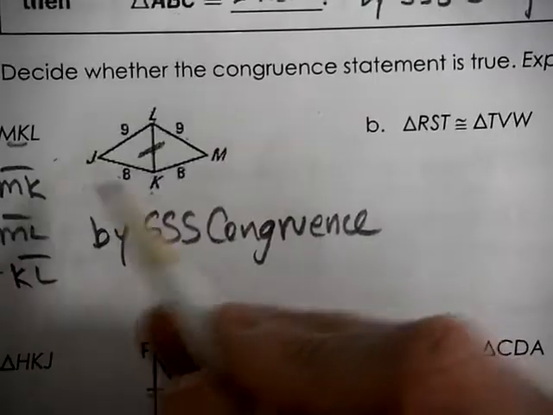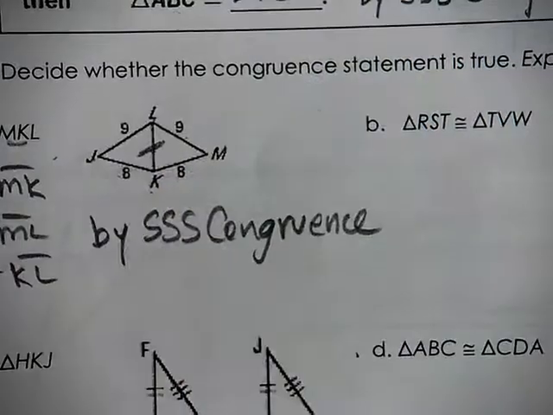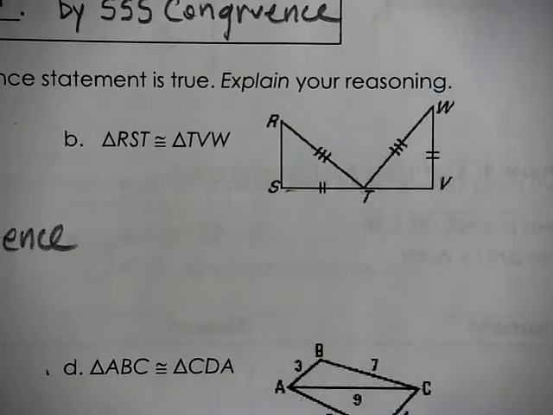That was kind of like I had over here. I had a pair of 8s that matched. I had a pair of 9s that matched. In this triangle, are the third sides congruent?